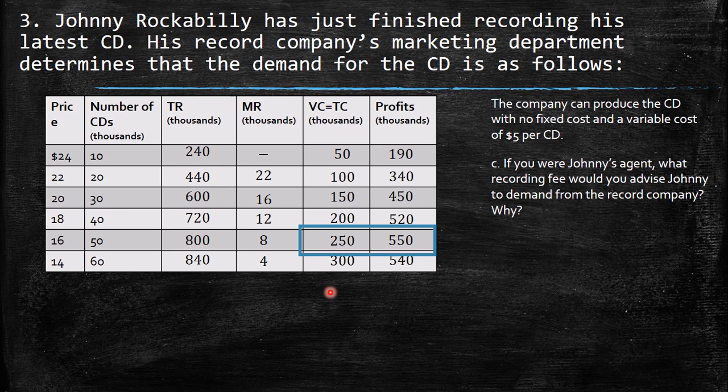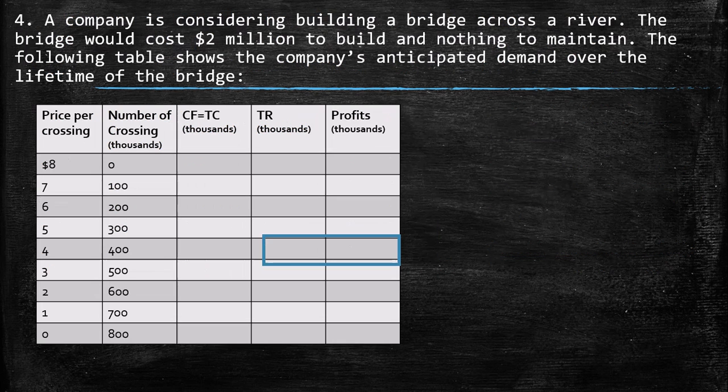Then, if you were Johnny's agent, what recording fee would you advise Johnny to demand from the recording company? Why? So you need to demand something that still makes the recording company profitable. So it's going to be maximum 550, because if they charge more than that, the economic profit is going to be nil. It's going to be zero. So for this reason, it's going to be maximum 550. In that case, the economic profit should be zero. Okay, then it's going to be this the maximum.